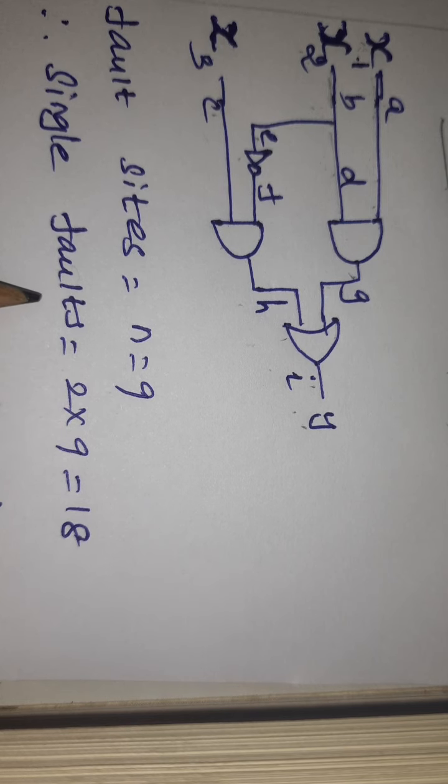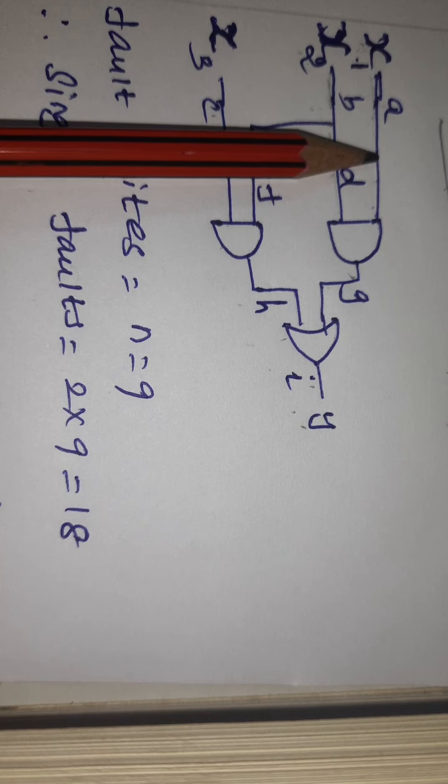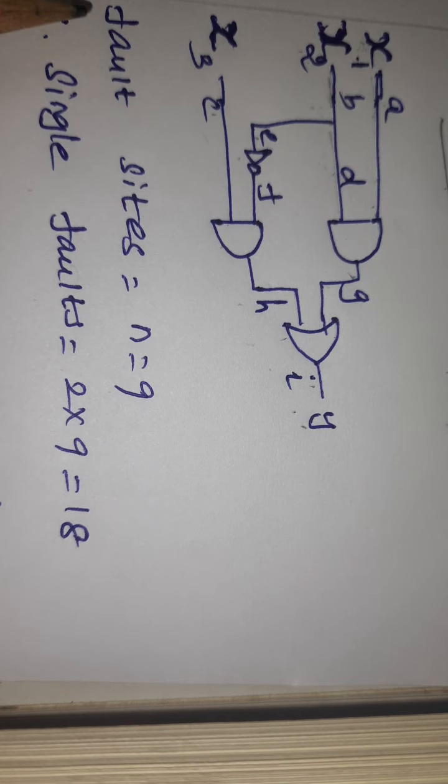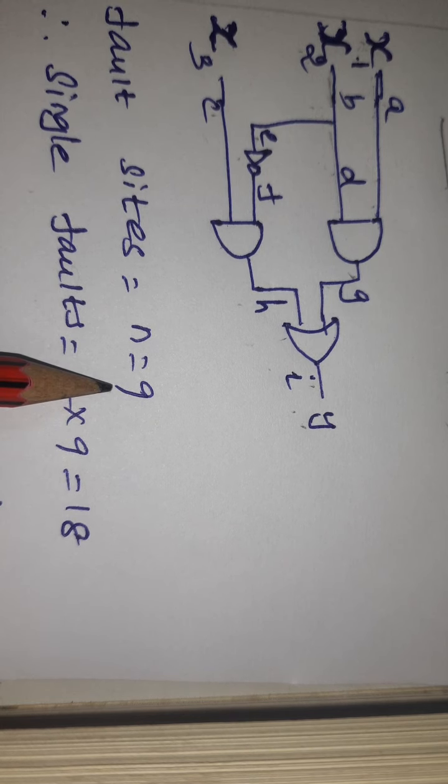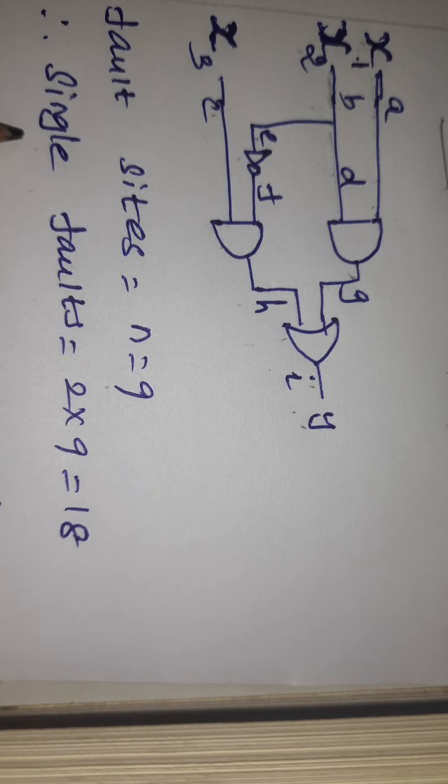From this, we calculate how many faults occur in this circuit. Each point is affected by either stuck at 0 or stuck at 1. Now we have calculated that the number of fault sites in this circuit is 9. From this, we calculate how many single faults are present in this circuit. That means 2 represents either stuck at 0 or 1, so totally it has 2 for the stuck-at fault model. So we multiply the total number of fault sites by 2, which is equal to 18. So 18 faults are present in the circuit.